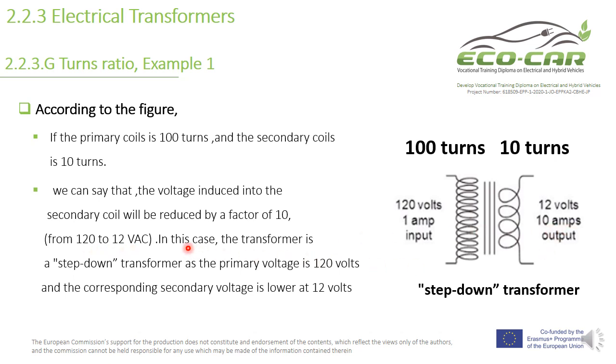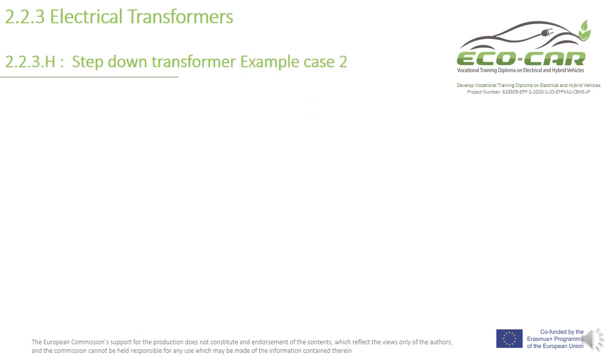In this case, the transformer is a step down transformer as the primary voltage is 120 and the corresponding secondary voltage is lower at 12 volts. So this is an example of a step down transformer.